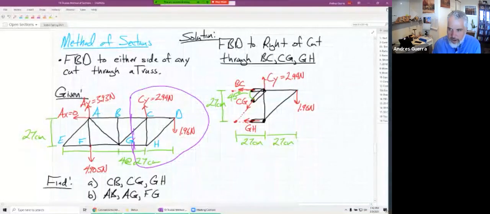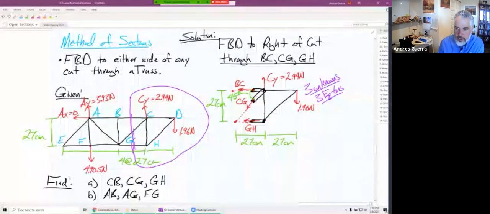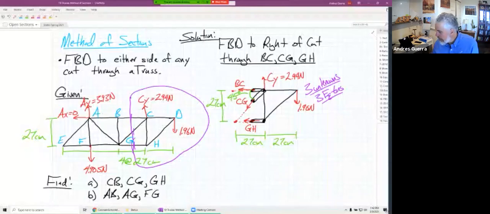So even though we have 3 unknowns, it's okay because we have 3 equations now. And that's one of the big advantages of method of sections. The other one is we were able to cut right into the middle of the truss. And when we use our equations, let's think about those equations as options. For example, if we sum forces in the x, how many unknowns are we going to have if we sum forces in the x?